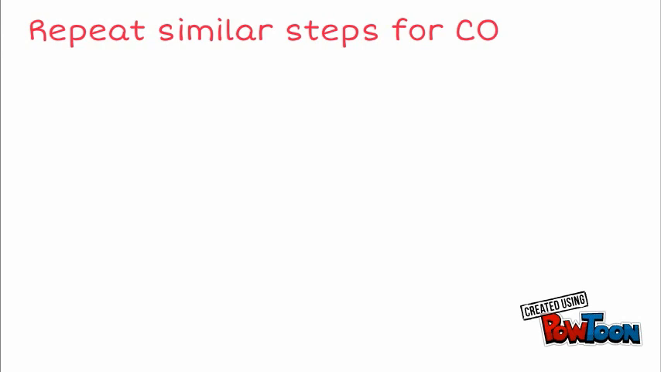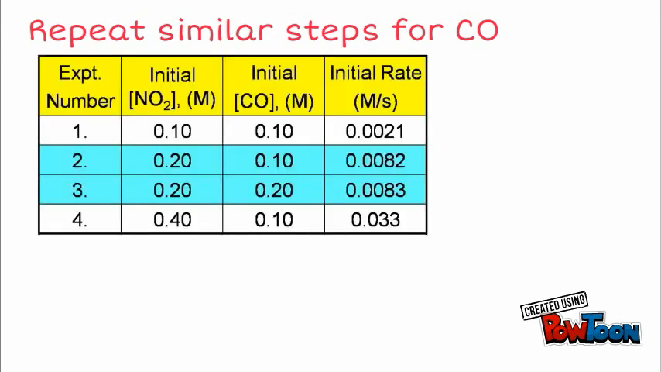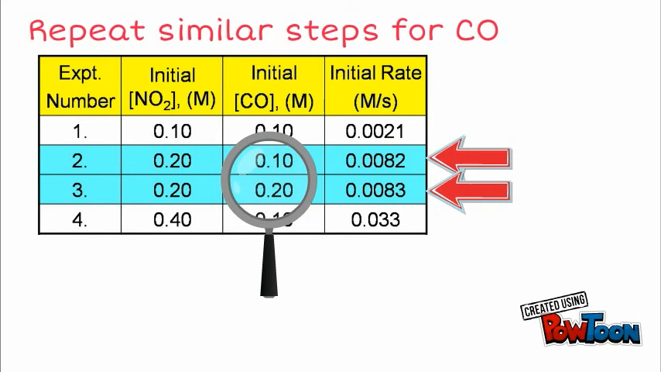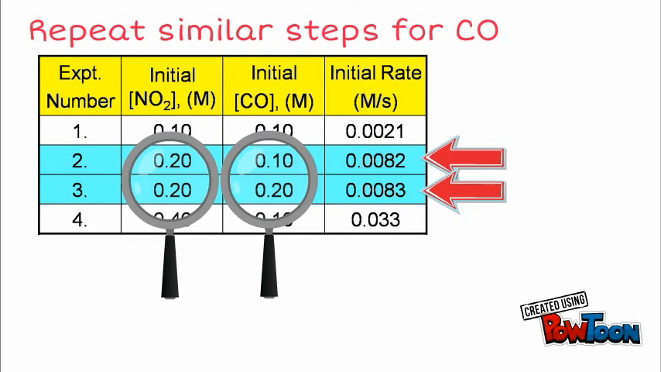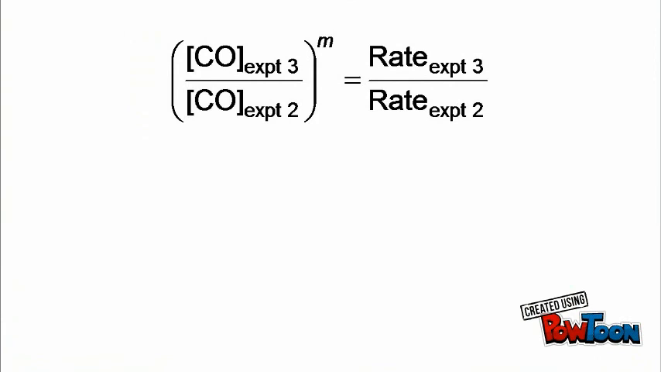We will repeat these steps for the carbon monoxide reactant. Now, we take experiment number 2 and compare with experiment number 3. Here, the concentration of carbon monoxide changes and the concentration of nitrogen dioxide does not. Similarly, we will determine by what factor the concentrations of carbon monoxide and rate change in these two experiments. As calculated, the concentration of carbon monoxide changes by a factor of 2. On the other hand, the rate changes by a factor of 1.